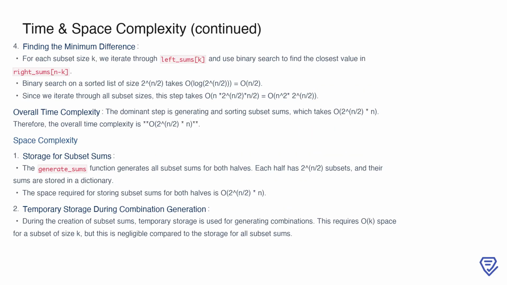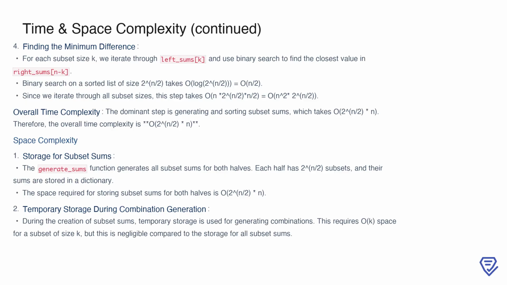Now, let's focus on the step of finding the minimum difference. For each subset size k, we iterate through the subset sums in left_sums[k], and use binary search to find the closest value in the corresponding right_sums[n-k]. Since binary search on a sorted list of size 2^(n/2) requires O(log 2^(n/2)) time, which simplifies to O(n/2), this step involves O(n * 2^(n/2) * n/2) operations in total when considering all subset sizes. Simplified, this becomes O(n^2 * 2^(n/2)).